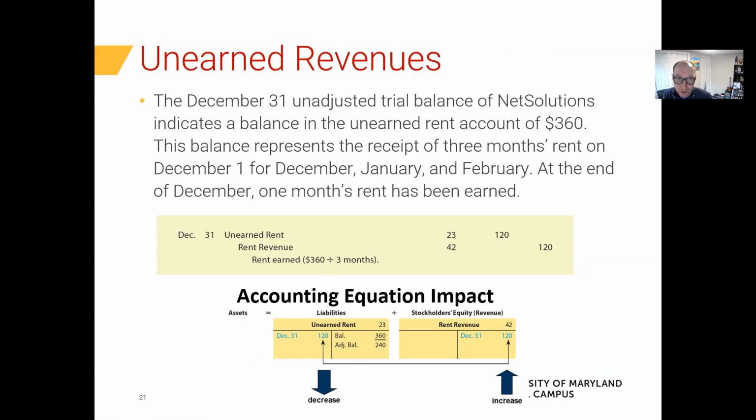We have an unearned rent account of $360 that represents 3 months of rent for December, January, and February. Since December is the end of the year, we record $120, which represents 1 month of rent for the month of December. So on December 31st, I debit unearned rent and credit rent revenue. That represents the revenue earned for the month of December. I will do the same entry at the end of January and at the end of February.